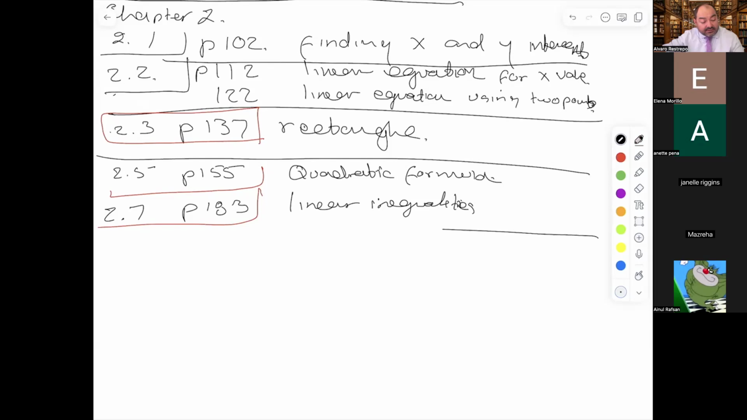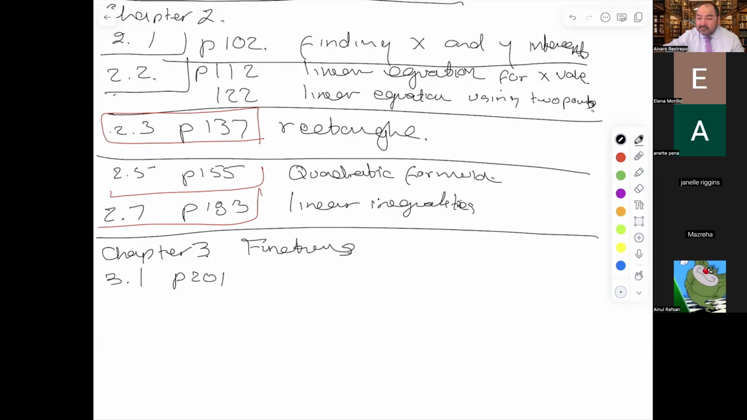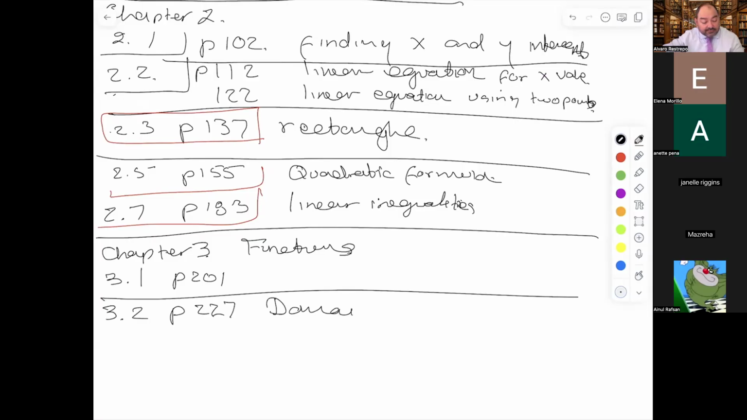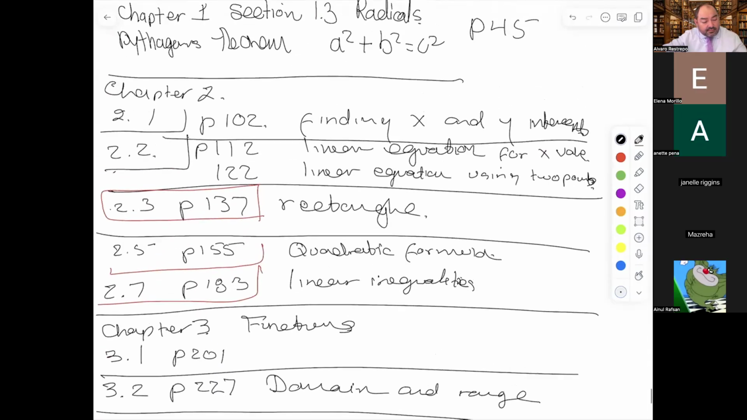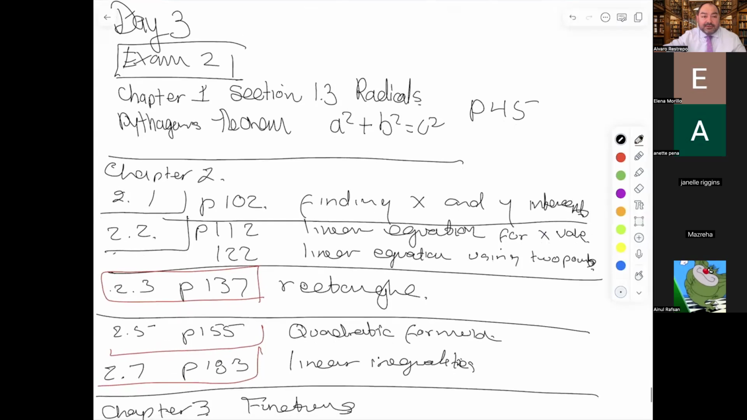And then that brings us to chapter 3. That is functions. That's section 3.1, page 201. And that is all of page 201. And section 3.2, this is page 227, and this has to do with domain and range. So this is exam 2.